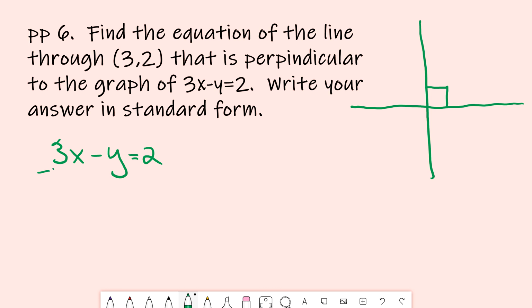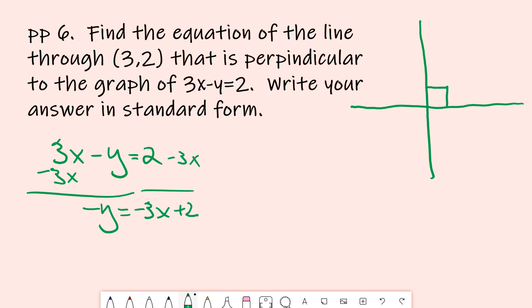Okay, I'm going to subtract 3x from both sides, of course, and I've got negative y equals negative 3x plus 2. And then I'll divide everything by negative 1. And then this equation becomes positive y equals 3x minus 2. And this is my equation now that's in slope-intercept form.